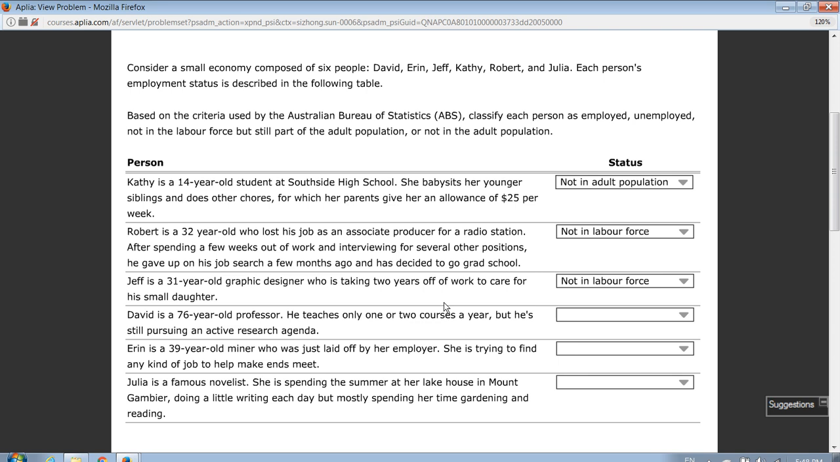David is a 76-year-old professor. He teaches only 1 or 2 courses a year, but he is still pursuing an active research agenda, so he is still working even though he's 76 years old. He is employed. Erin is a 39-year-old miner who was just laid off by her employer. She's trying to find any kind of job to help her make ends meet, so she's unemployed. She does not have a job and is trying to find a job.